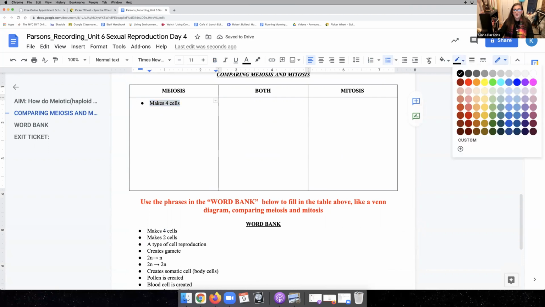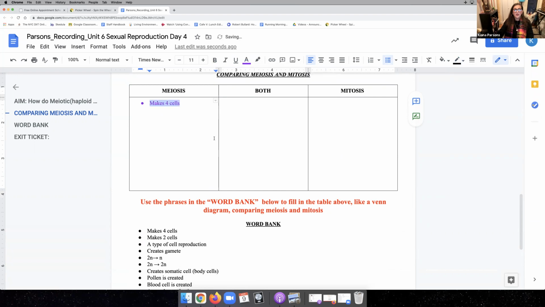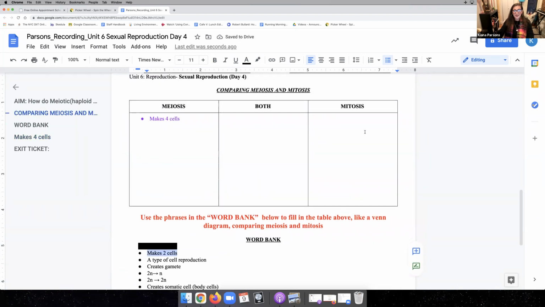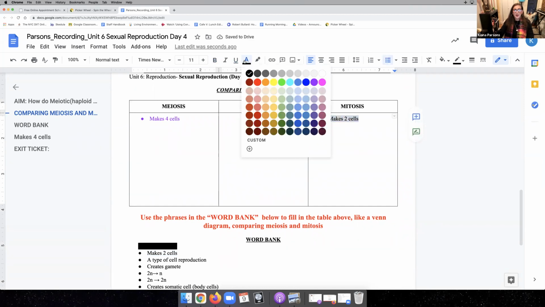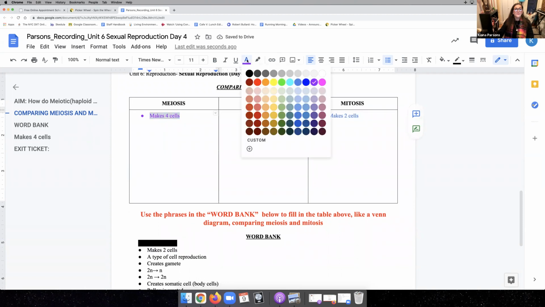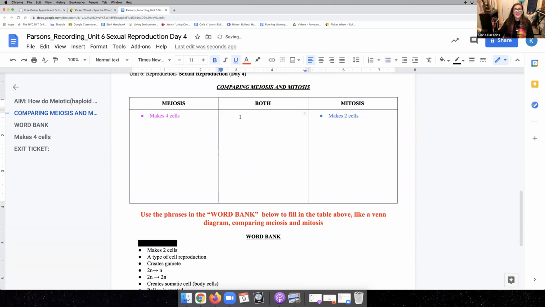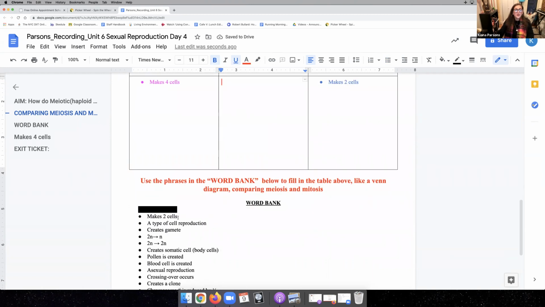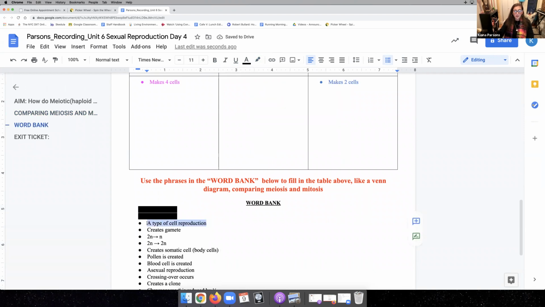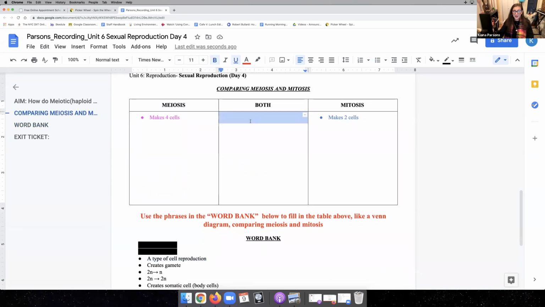And let's make this a fun color, because life is better when it's in color, right? So, okay, makes 4 cells. And I'm just crossing them out as I go. Makes 2 cells, that's mitosis. And I'll repeat it every time. Oh, okay, hold on. I have an idea. And then in the middle, it's going to be purple. Okay, makes 2 cells, that's mitosis. A type of cell reproduction, that's both, of course. These are 2 different types of cell reproduction.